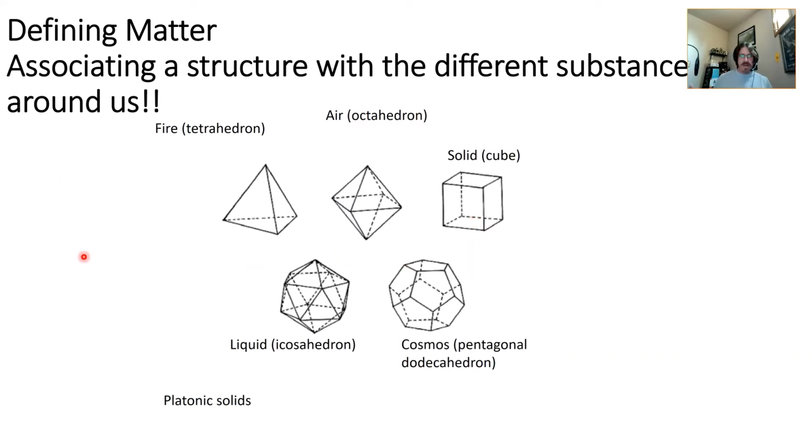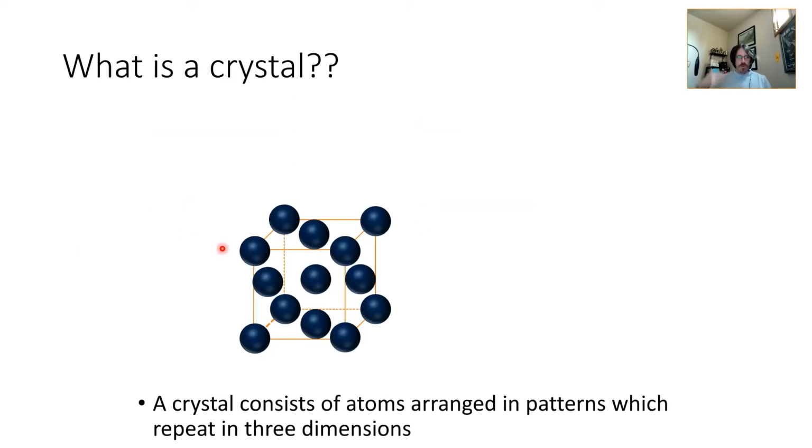So the way society, at least Western cultures, have tried to characterize the world around us has been by associating some sort of shape with each of the elements. We want to think about what is a crystal, and we have this bullet down here. A crystal consists of atoms arranged in patterns which repeat in 3 dimensions. So a repeating structure is a key characteristic of whether or not a substance is crystalline. And if we look at this unit cell, I think this is face-centered cubic.